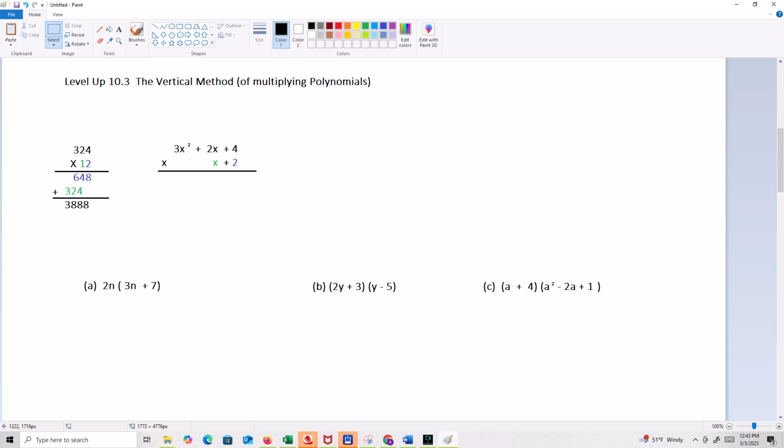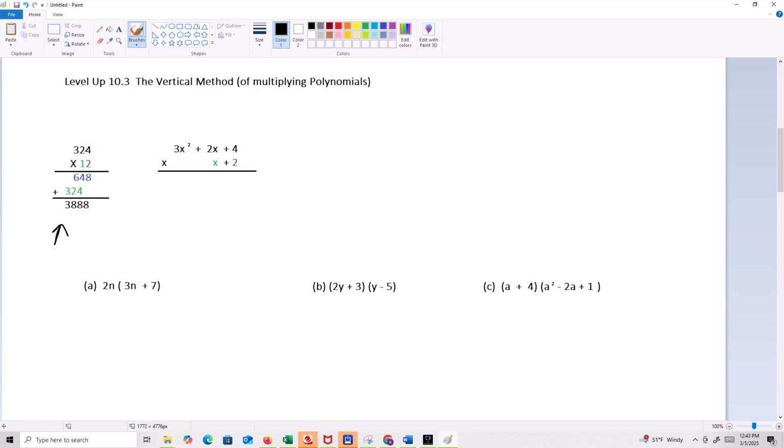Hi, today we're talking about section 10.3, level up. This is just another method of multiplying polynomials called the vertical method. So over here to the left, I have a normal multiplication problem that you should already know how to do.